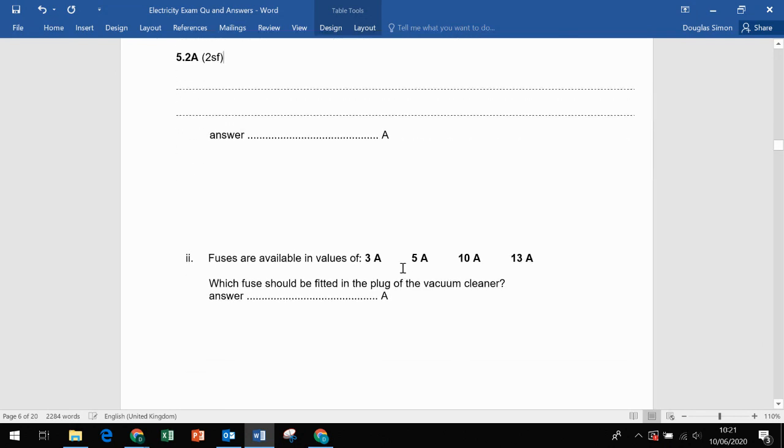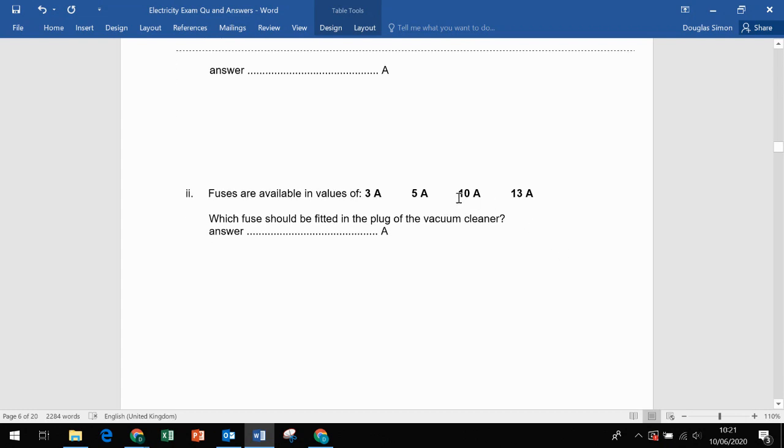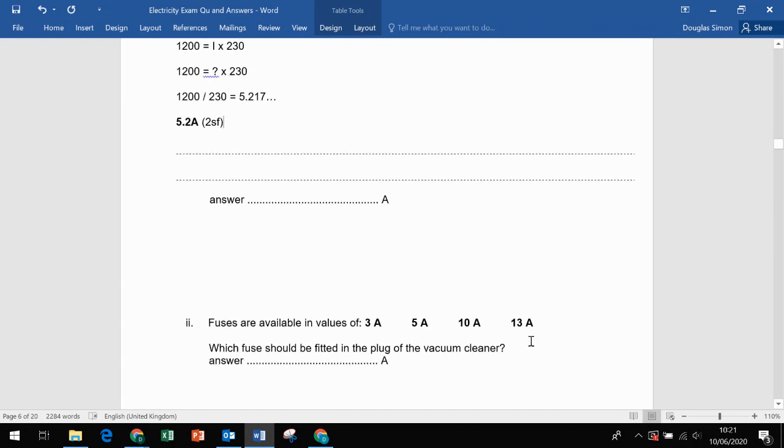Part B. Fuses are available in these values. Which fuse should be fitted to the vacuum cleaner? Well, the current is 5.2 amps, so we want the next largest fuse. Which of these is the next largest? Well, it's the 10 amps. Okay, because it needs to be bigger than this so it doesn't melt, but we don't want it too big that it could be dangerously hot.